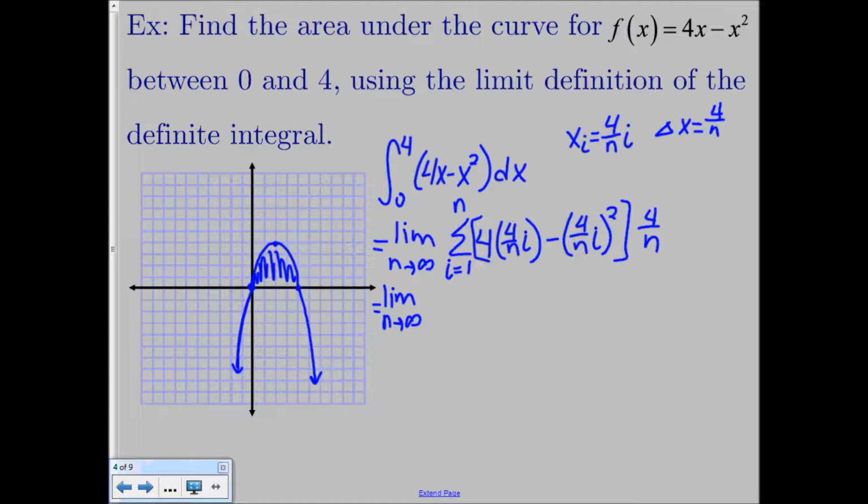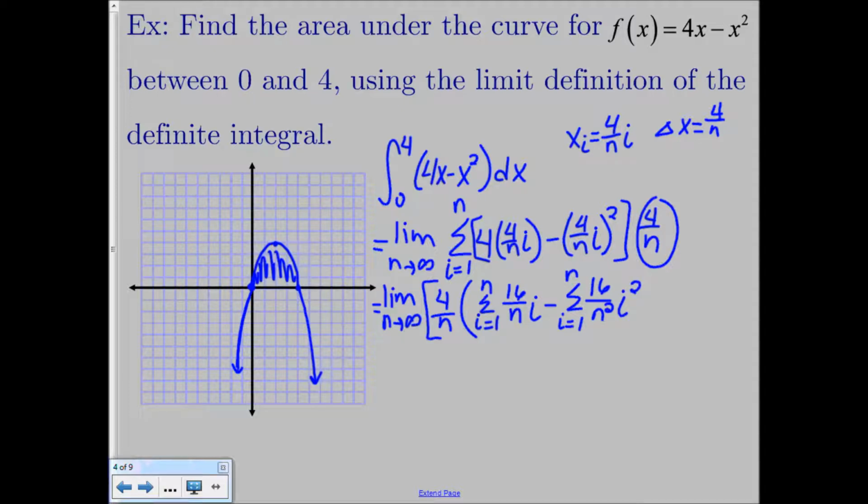So first thing we're going to do is pull this 4 over n out front because it's a constant. We know we can do that. And then we're just going to separate this into two different sums on the inside and pull out any constants that we have. So then we're going to get the sum from 1 to n of 4 times 4 over n, which is just 16i over n, minus the sum from i going from 1 to n of 4 over n squared, which is 16 over n squared times i squared. Okay, so then we open brackets, and now we're going to pull out those constants on the inside of the sums.